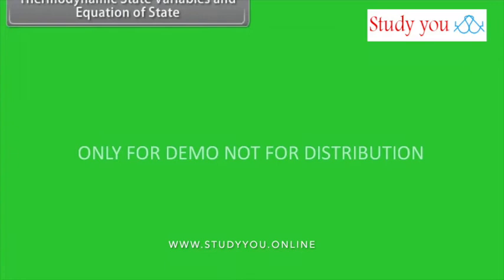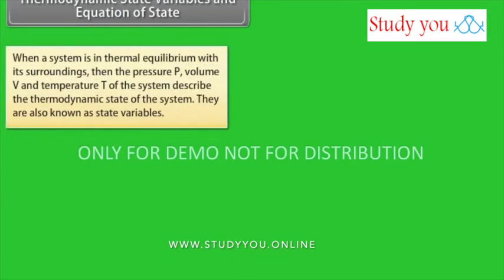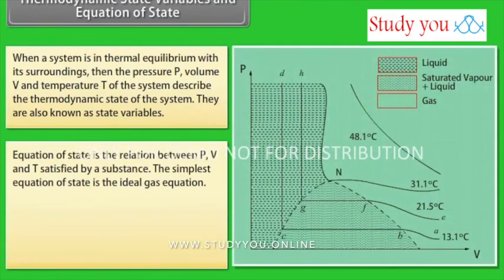Thermodynamic state variables and equation of state. When a system is in thermal equilibrium with its surroundings, then the pressure P, volume V, and temperature T of the system describe the thermodynamic state of the system. They are also known as state variables. Equation of state is the relation between P, V and T satisfied by a substance. The simplest equation of state is the ideal gas equation.